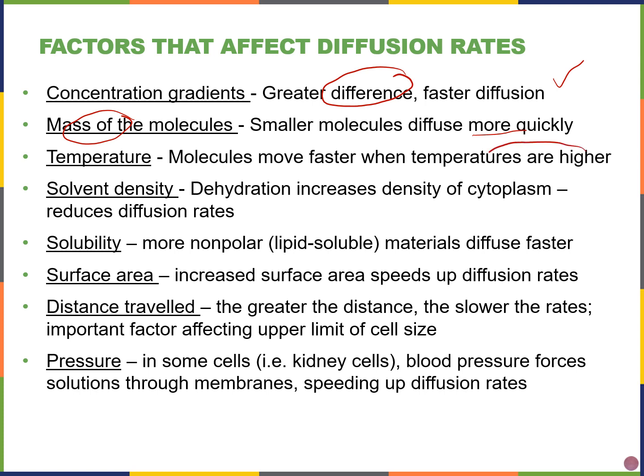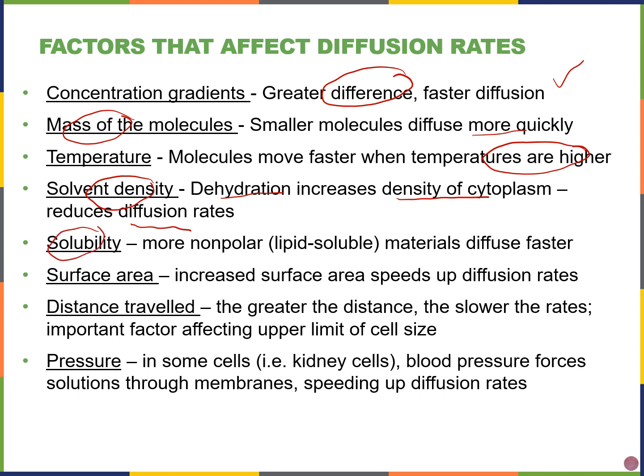When temperatures are higher, molecules will move faster or diffuse faster across the membrane. Solvent density, or another way to look at this, is dehydration, which will increase the density of the cytoplasm, meaning there are more things in the way. This will slow diffusion rates down because the substance will have to go around all of these other barriers to cross the membrane.